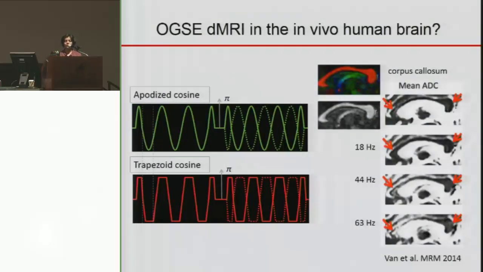So next, can we use OGSE dMRI to look at in vivo human brain? A major challenge here is the very strong gradient requirements for the oscillating gradients. One way to mitigate this requirement is to use trapezoidal waveforms that I've shown here. On the right is an image from a very recent study. This shows a specific enhancement of ADC, which we can see here in the corpus callosum of the human brain at frequencies that can be achieved on a clinical scanner, in this case at 3 Tesla.